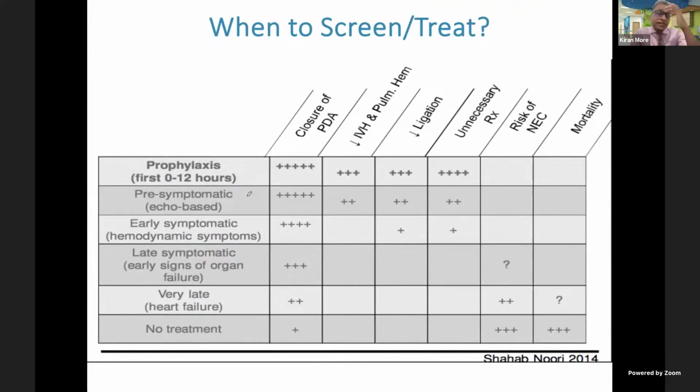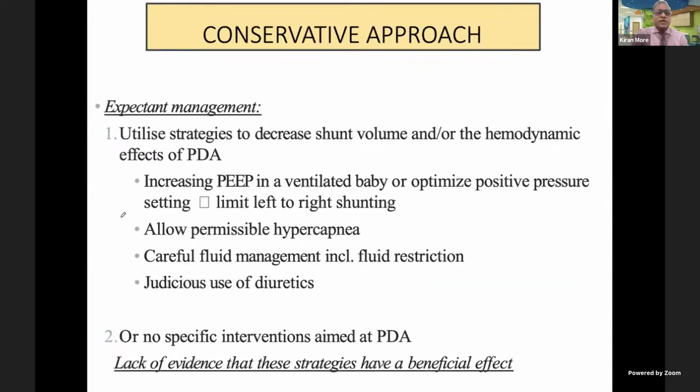So I will leave that approach, whether you need to do prophylaxis treatment or a pre-symptomatic echo-based or an early symptomatic based. And we can come back to this slide towards the end of the panel, and we can talk more detail about it. Now, just a few things. Last 2 minutes more I will take, and I'll end my session. So just a few things and broader approach about the PDA.